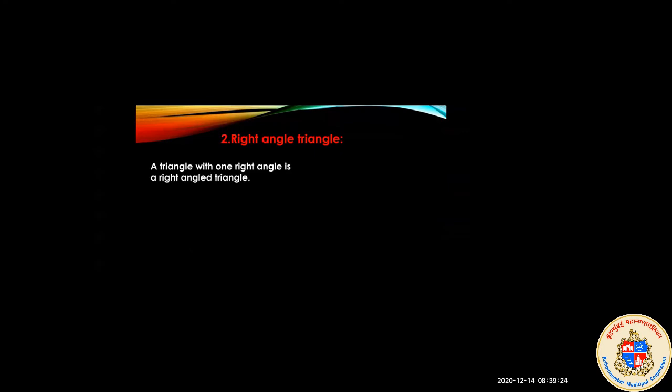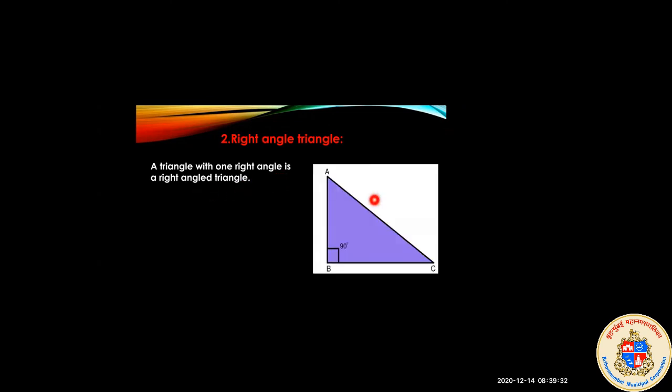Now what is a right angle triangle? A triangle with one right angle is a right angle triangle. See, this is triangle ABC and angle B has 90 degrees. Okay, if you measure this with your protractor, you will come to know that this is a 90 degree angle. So when the measurement of any angle of a triangle is 90 degrees, then that triangle will be a right angle triangle. One angle is a right angle and two are acute angles.